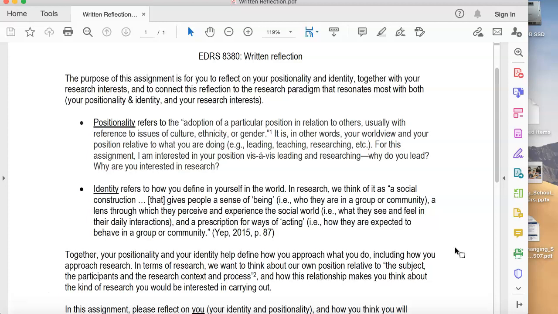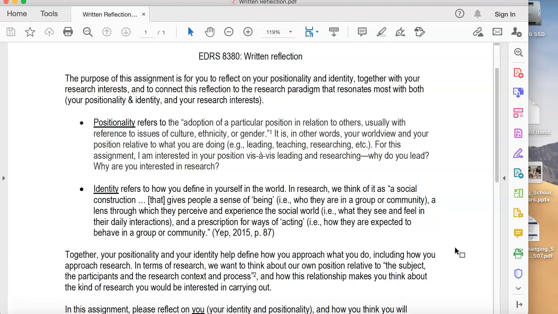And then identity. So how do you define yourself in the world? We think of this as a social construction. It gives people a sense of being who they are in a group or community, a lens through which you can perceive and experience the social world. And we all have identities.